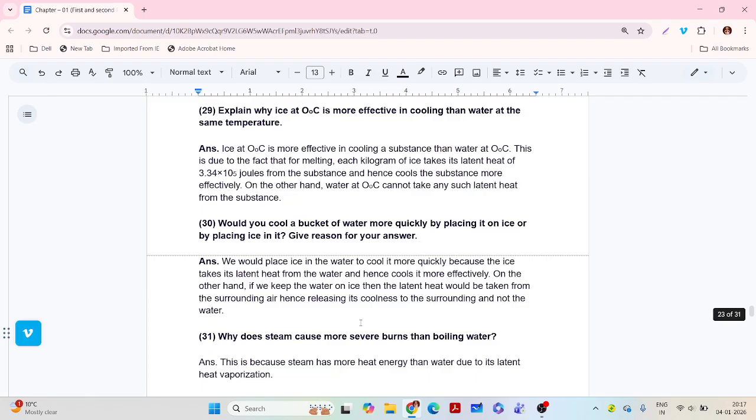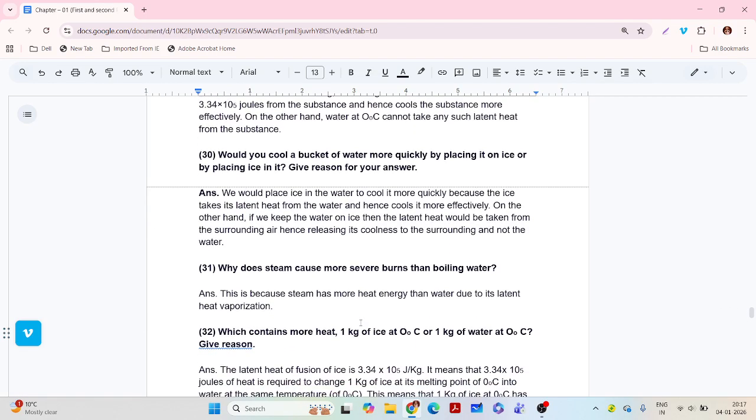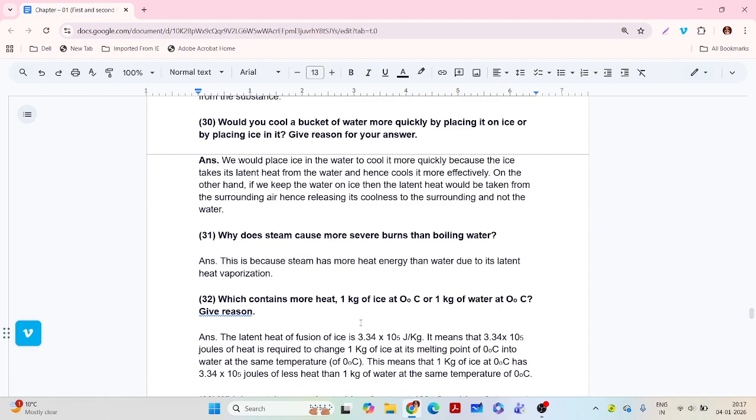Why does steam cause more severe burns? Because it has absorbed more extra latent heat of vaporization, which contains more heat. 1 kg of ice at 0 degree Celsius or 1 kg of water at 0 degree Celsius. Give reason.